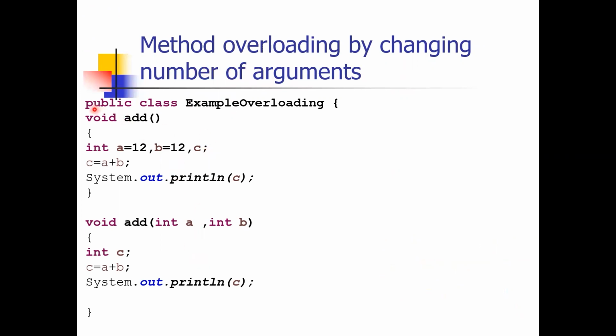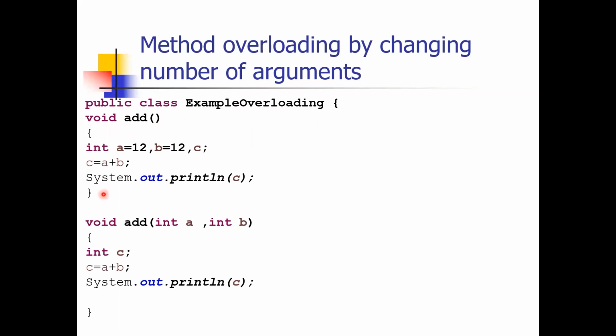We have created a public class. You can use any name; here I have used ExampleOverloading. This is the name of the class. Now the method is add. Void is the return type, as I have already explained in the previous lectures. Add is your method.